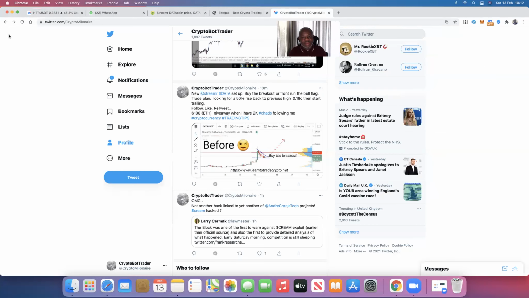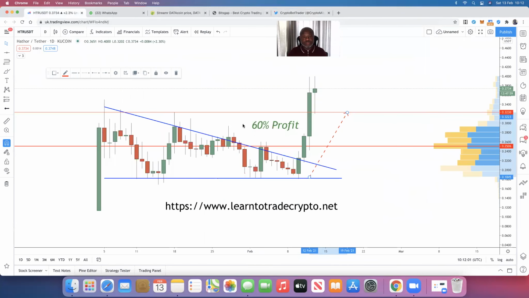And yeah, this is a very simple method anybody can do. You can find this pattern on most charts in the bull market, and they're very easy to trade, okay? It's a very good way of building up your account or your investment portfolio.